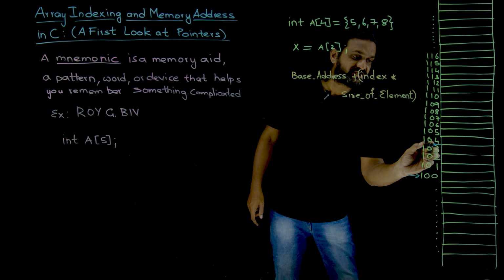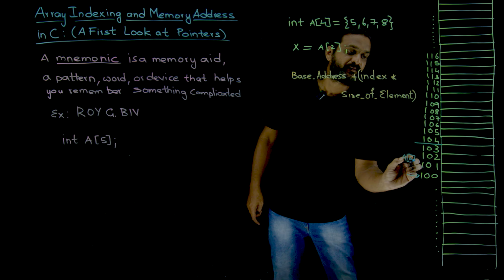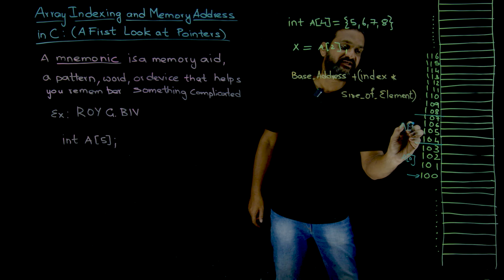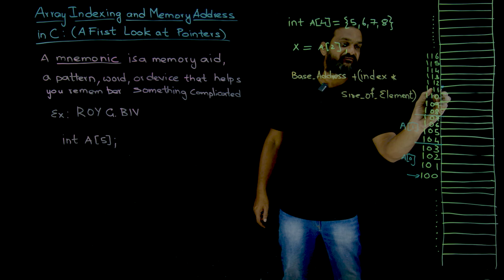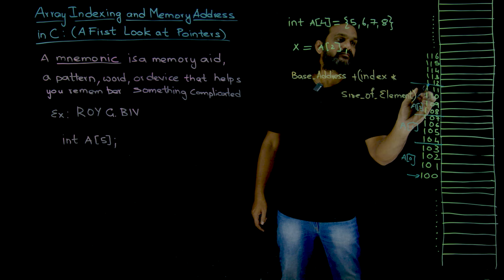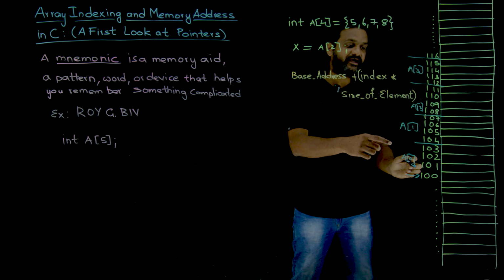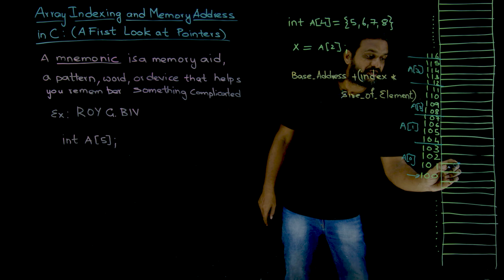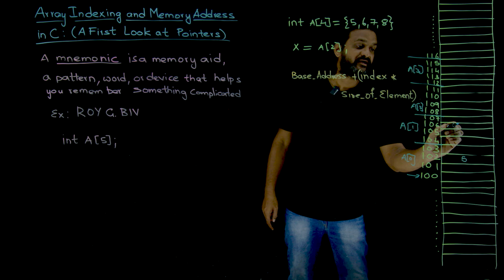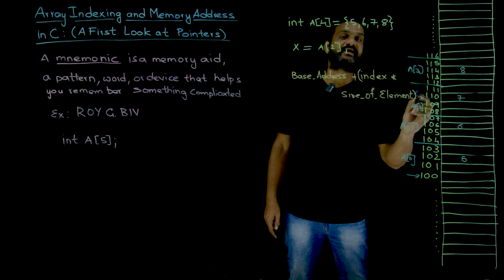Let's assume that the first 4 locations from 100 to 103 are allocated for A of 0, and from 104 to 107 it is allocated for A of 1, and 108 to 111 is for A of 2, and from 112 to 115 it is for A of 3. Now what are the corresponding elements? Here we are going to store 5, the binary sequence, but we have represented it in decimal, and A of 1 is 6, A of 2 is 7, and A of 3 is 8.